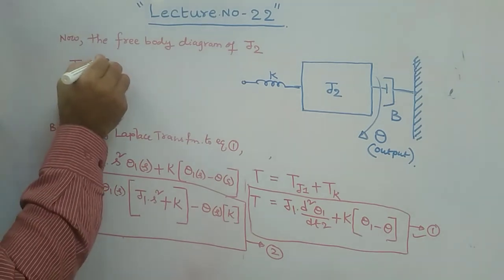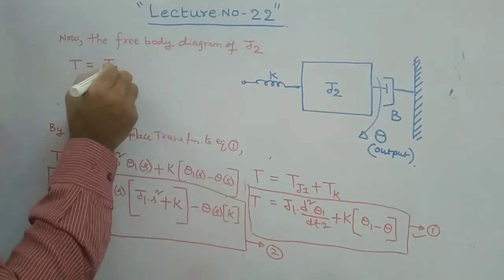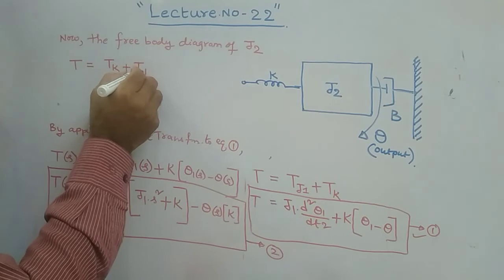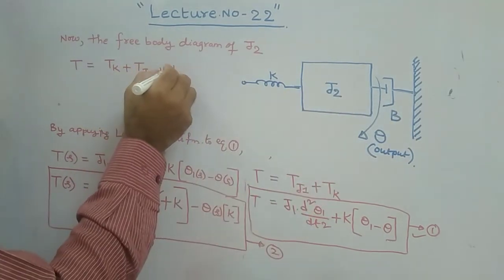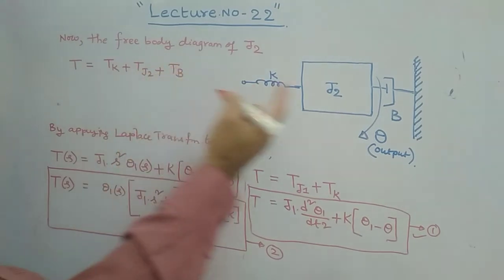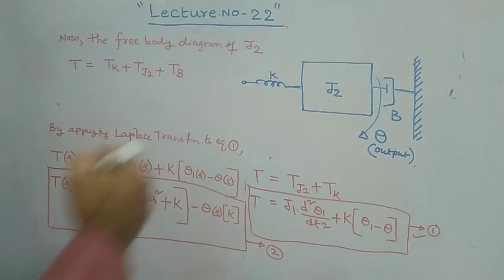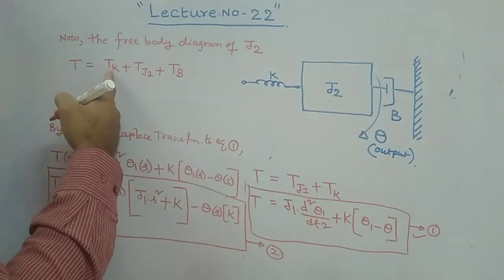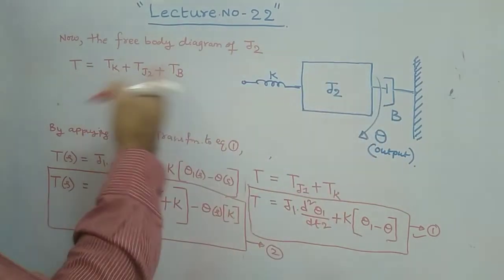T suffix K, plus similarly T suffix J2 will be there, plus T suffix B, because three elements will come. Because the dash pot is there, moment of inertia will also oppose the spring element. Therefore three forces are there, or three torques otherwise: torque with respect to K, torque with respect to J2, torque with respect to B. Three torques are there.